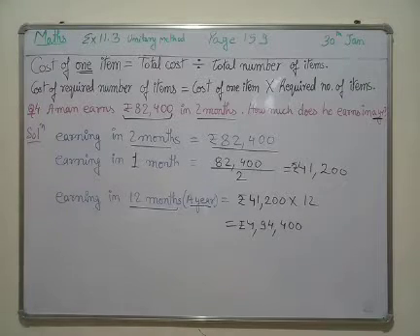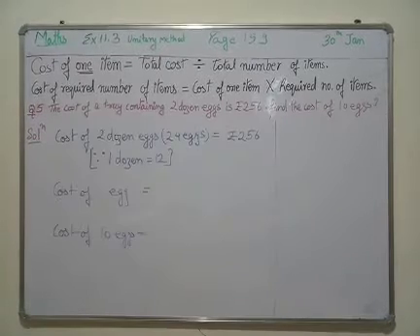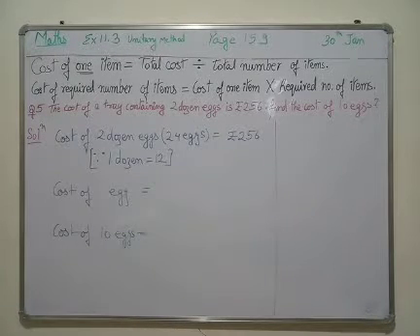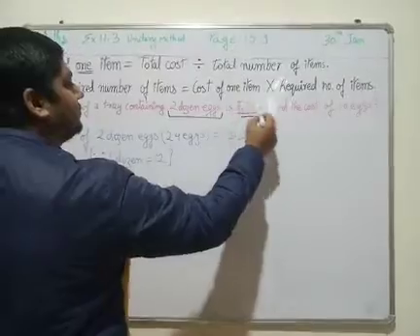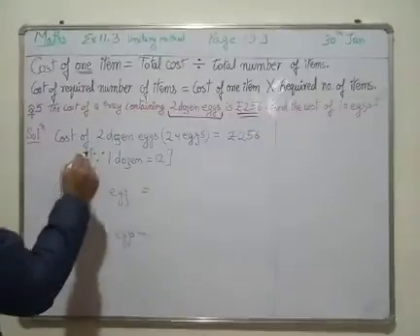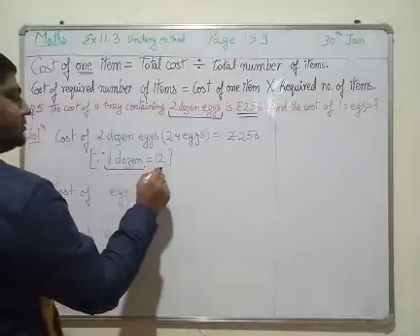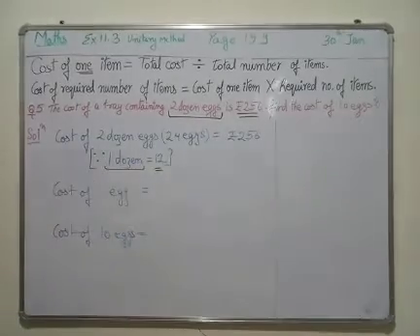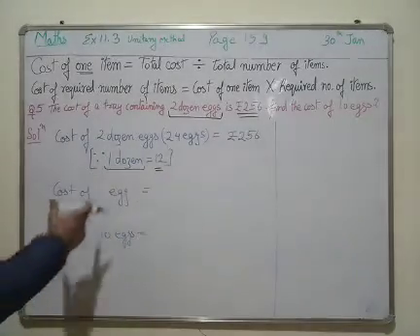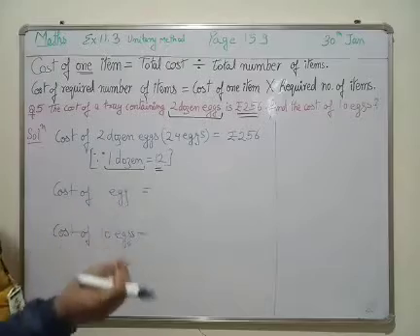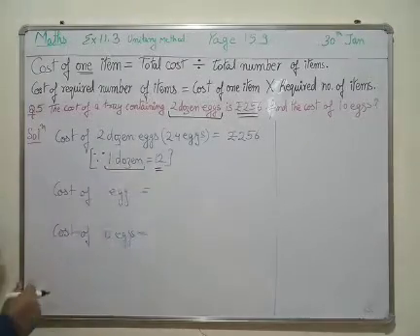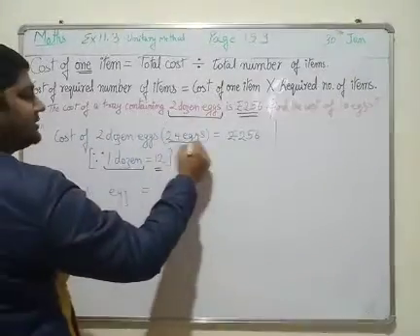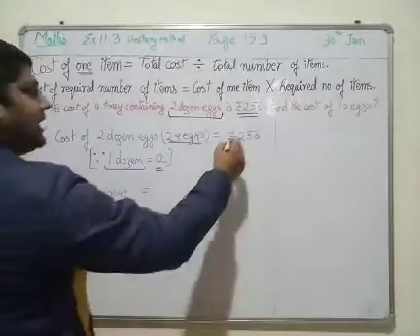Now we will solve the question number 5. The cost of a tray containing 2 dozens of eggs, 2 dozens of eggs is 256. So we all know that 1 dozen is equals to 12. That is very important thing that you know, that 1 dozen मतलब एक दर्जन, जो आप बोलते हो एक दर्जन, हिंदी में वही है, 1 dozen is equals to 12. So 2 dozen will have 24 eggs.